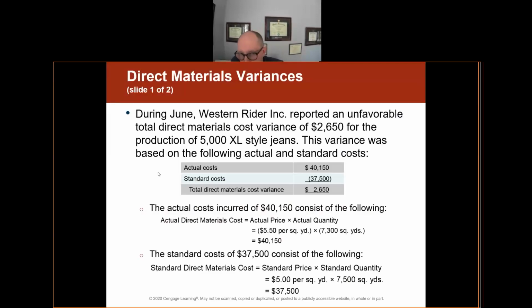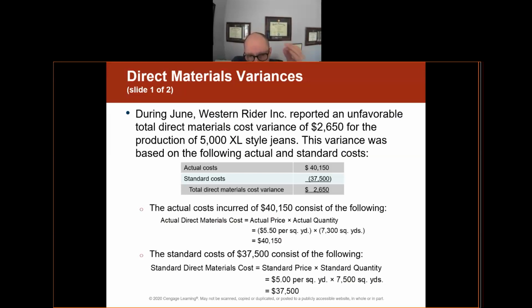So looking at our example, let's break this down. Our company reported an unfavorable direct materials cost of $2,650 when we produced the 5,000 pairs of blue jeans. Okay, how did we get to the 2,650? We took our actual minus our standard, and got to an unfavorable variance, or difference, of 2,650.